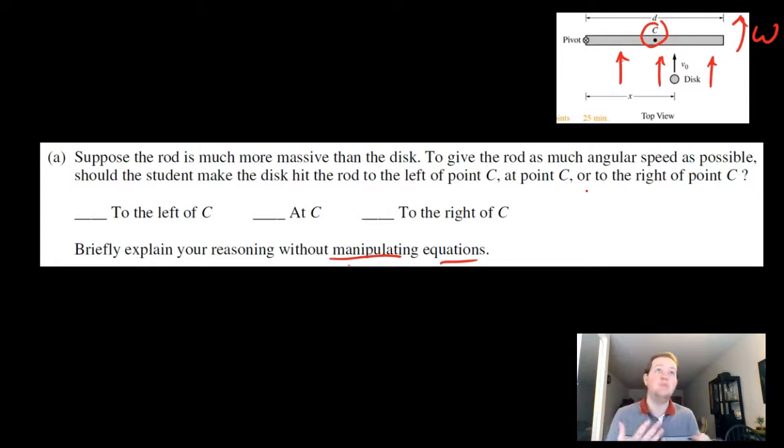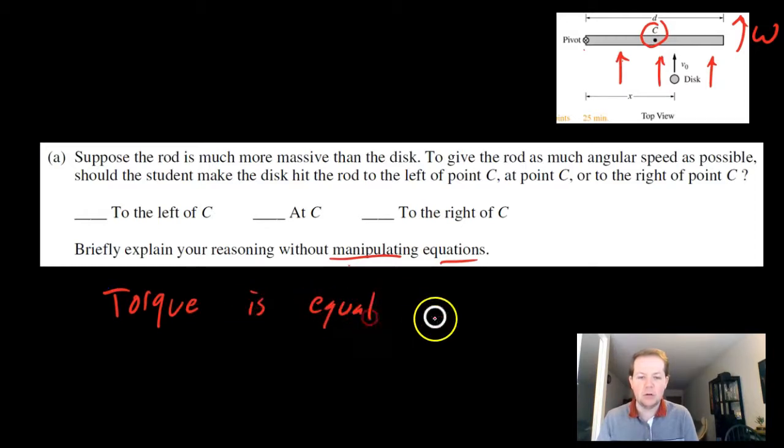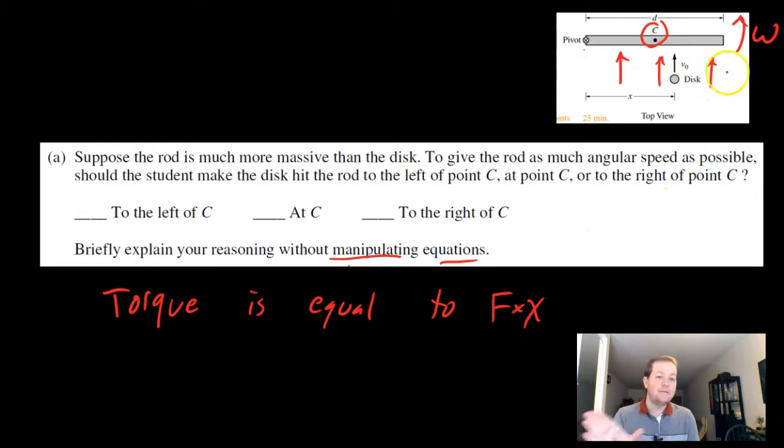Well, with collision problems, I use momentum. It's also asking about distances away, and I know torque has to do with distances away. I know that obviously there's going to be a force from this disk. The disk is going to hit the rod, it's going to apply a force. The torque is going to be based on how far away from this pivot. I know that torque is equal to the force multiplied by x. Okay, so if the disk hits farther away, x will be larger.